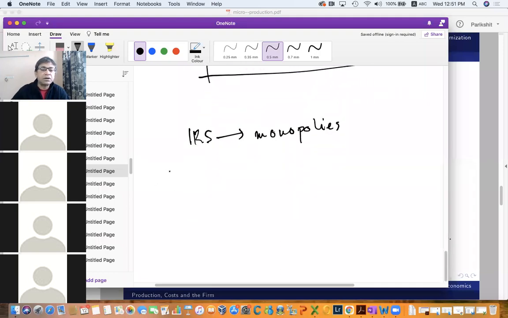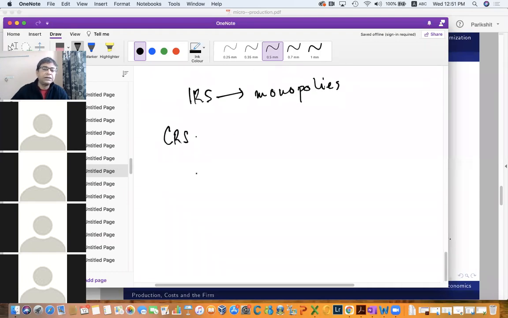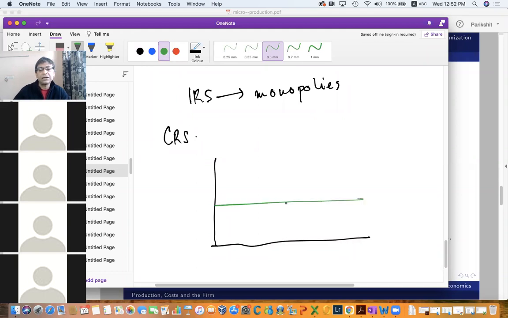Let's look at the borderline case of constant returns to scale. There, the marginal cost is constant, right? From the formula that we derived a couple of slides back. So if this is the market price, then this is, let's say, the marginal cost. Okay. In this case, obviously, the optimal choice of the firm is zero.